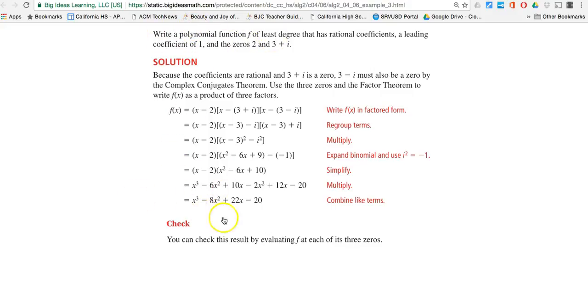And that right there is our polynomial function of least degree. We've got rational coefficients and a leading coefficient of 1. Now you always want to check your work. Remember, on a test or a quiz, you never want to turn it in early. In math, you always know if you got your answer right or wrong.